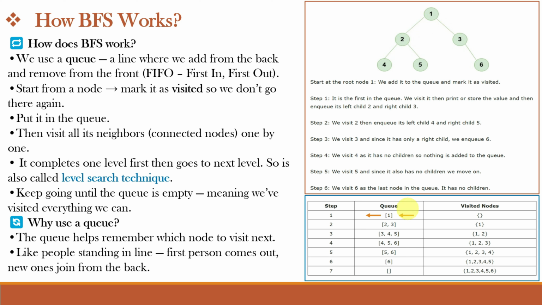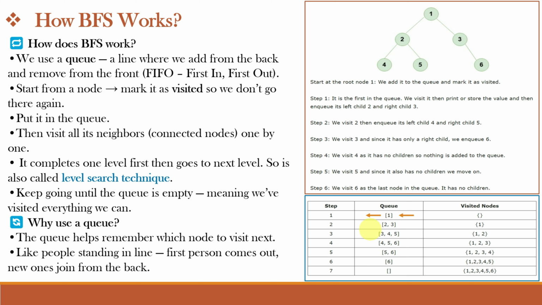Let us understand it using this table. This table shows what is in the queue, which is the list of nodes to be visited, and which nodes we have already visited so far. In step 1, we start at node 1. We put 1 in the queue from the back. We remove it from the front, mark it as visited, and add its children 2 and 3 to the queue from the back.